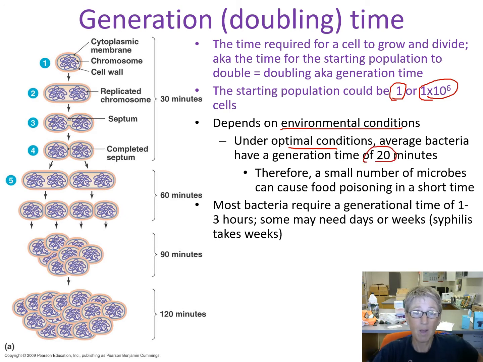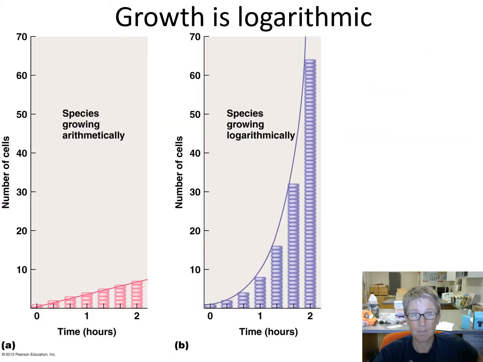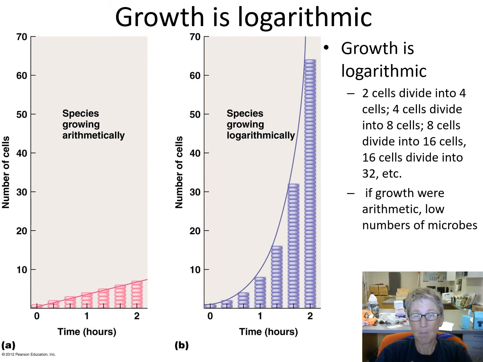So a small number of microbes can cause food poisoning in a very short time. Most bacteria can require a generation time of 1 to 3 hours. Some may need days or even weeks. Treponema pallidum that causes syphilis takes weeks. Growth is logarithmic, as we said, not arithmetic. So like we said, 2 cells divide into 4 cells, 4 cells into 8, 8 into 16, 16 into 32, etc.